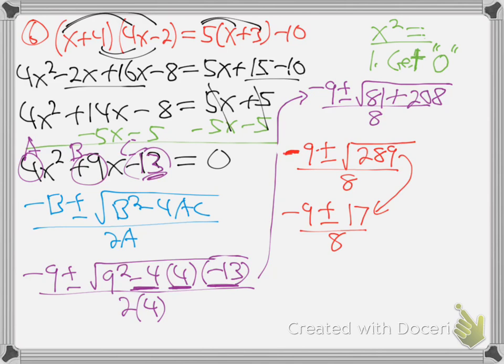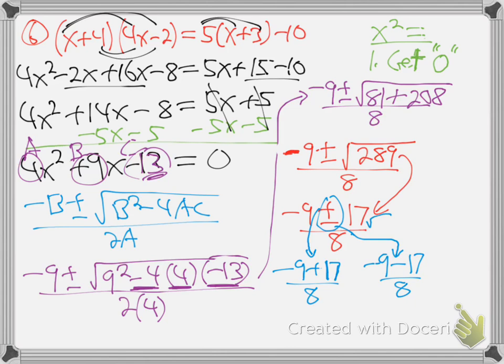Now, what does that mean? Well, that means we have two answers here. We have to break them up. Now, why do we have to break this one up? Because it doesn't have a root. So I'm going to go minus 9 plus 17 over 8, and minus 9 minus 17 over 8. See, I'm doing the plus option there and the minus option there. See how I'm doing the plus and the minus options? Why am I doing that?